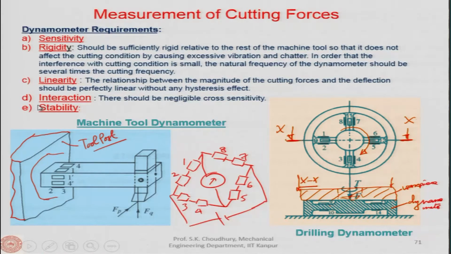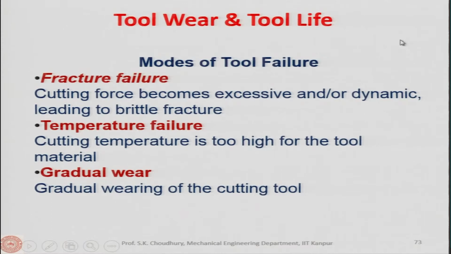Now, if you see in the slides, we will discuss the next topic, which will be tool wear and tool life. Let me start with the modes of tool failure. First of all, the tools during the process can fail, it can have fracture failure. So, cutting force becomes excessive or dynamic, leading to brittle fracture of the tool. So, simply it fractures. Temperature failure: cutting temperature is too high for the tool material, so they get thermally deformed, or there is gradual wearing of the cutting tool.